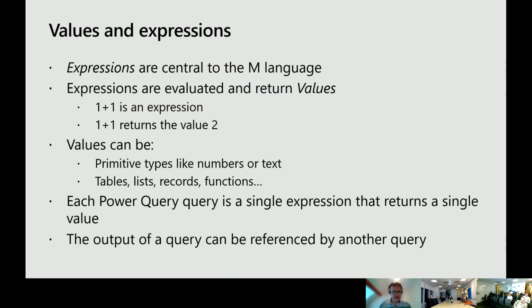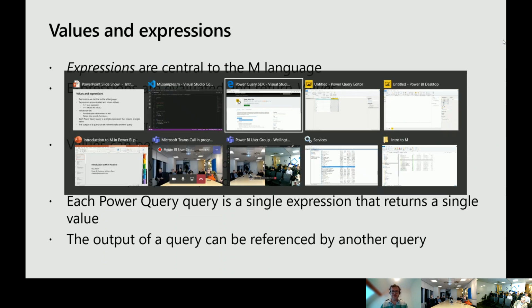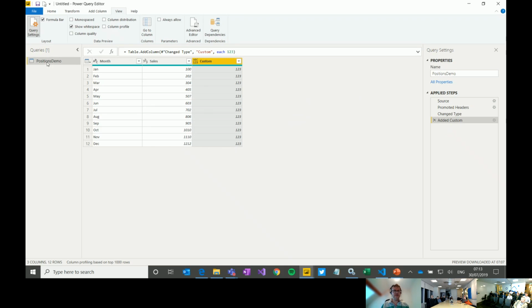In the Power Query editor window, we've got queries. If I go back to the Power Query editor here, this positions demo thing here that I created by connecting to a CSV file is a query. I can have as many queries as I want. Every query in the Power Query editor window is a single M expression. When the query runs, the expression is evaluated and a value is returned. And that's the value that, in a lot of cases, gets loaded into your data set.